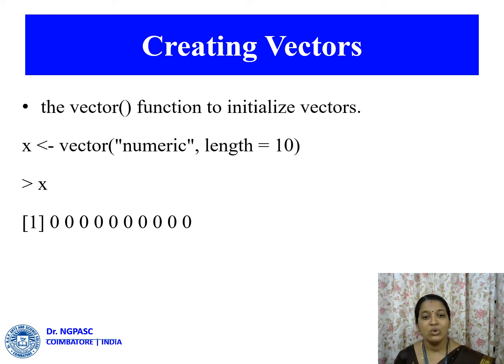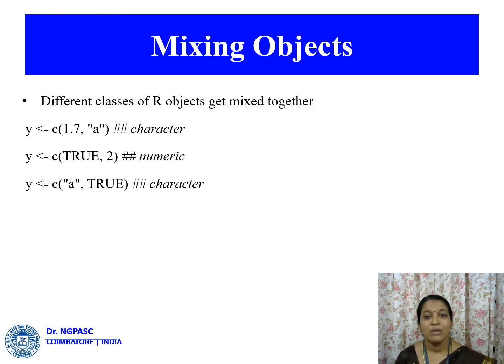Let us move on to creating a vector with the vector function. Initially you have to call the vector function with the mode given as numeric. I didn't represent any numbers here, I just gave numeric with length equal to 10. It shows the output as 0 with a length of 10. If instead of numeric I give a number like 1, it shows 1 with a length of 10.